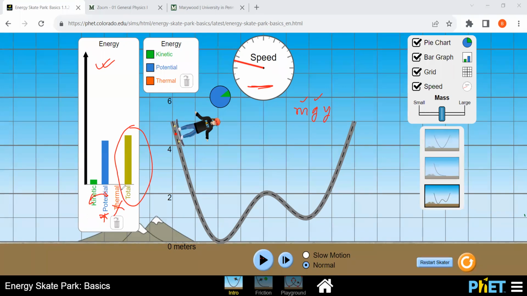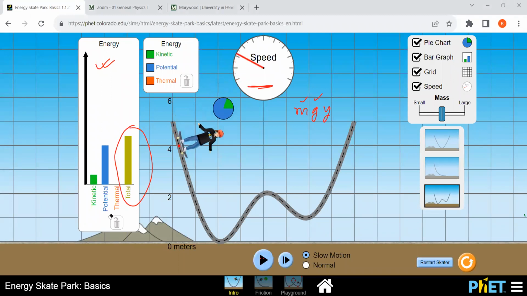So now, at the highest point, it has only potential energy. And then if you look at this energy graph, you will see that there is no change in the total energy, but there is a change between the kinetic and the potential energy. So let me go slowly and see that.